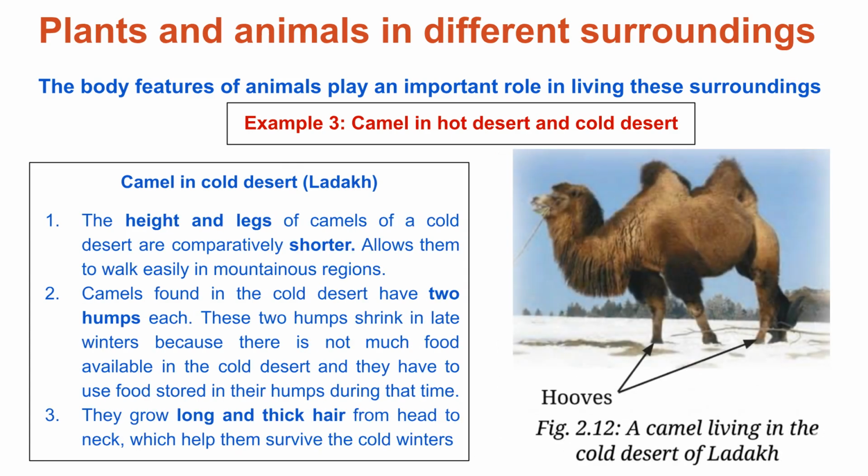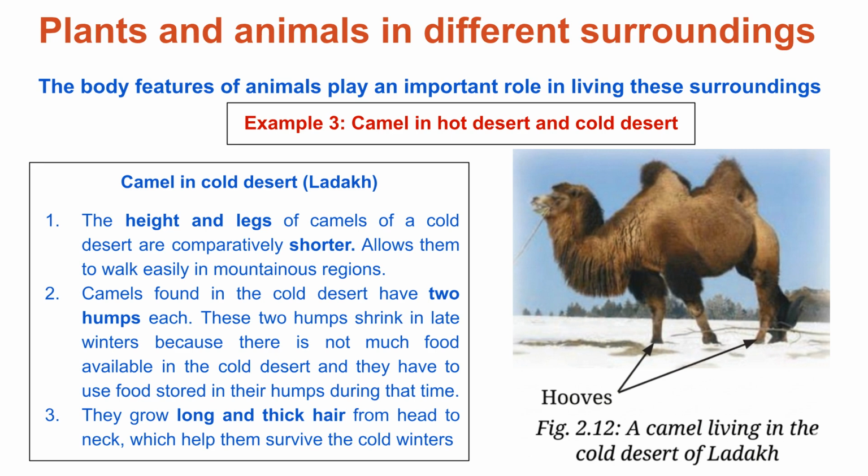If you compare the animal from the hot desert to that of the animal which is shown in this figure that is found in cold desert, you see that their body features are different. First difference is that in the camel found in cold desert like in Ladakh, the height and legs of the animal are comparatively shorter. It allows them to walk easily in mountainous regions because mountain regions have many ups and downs.